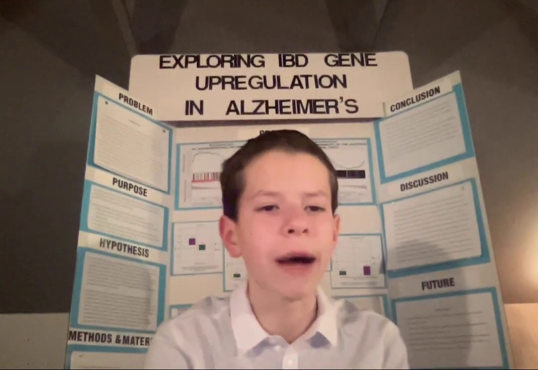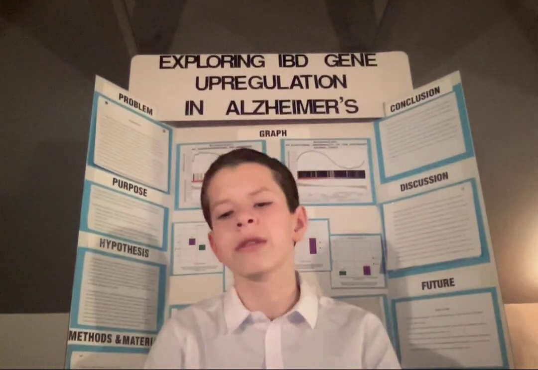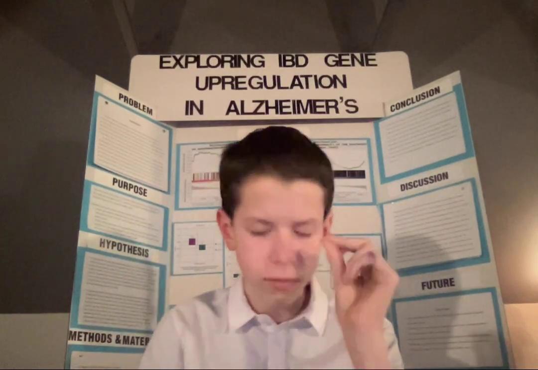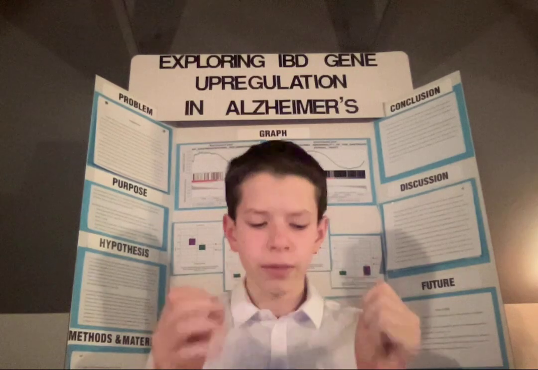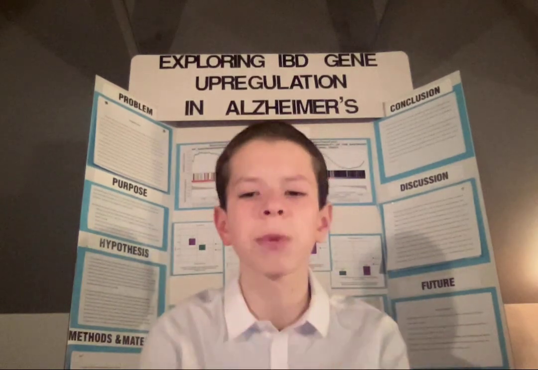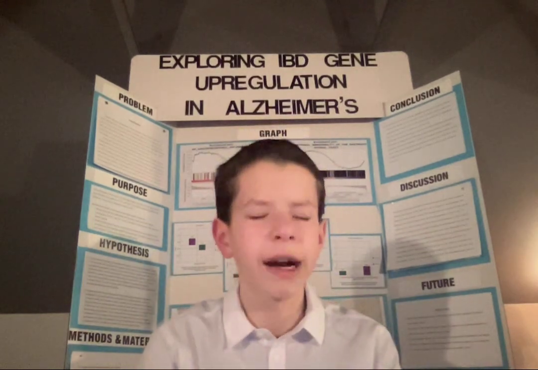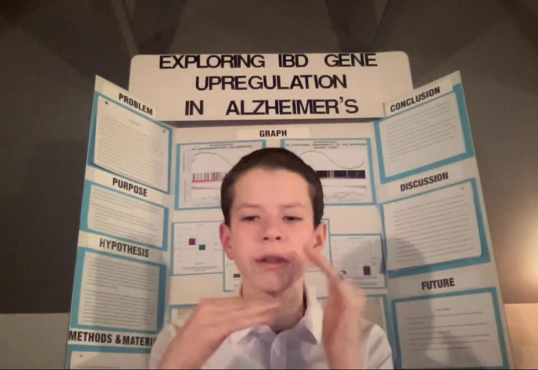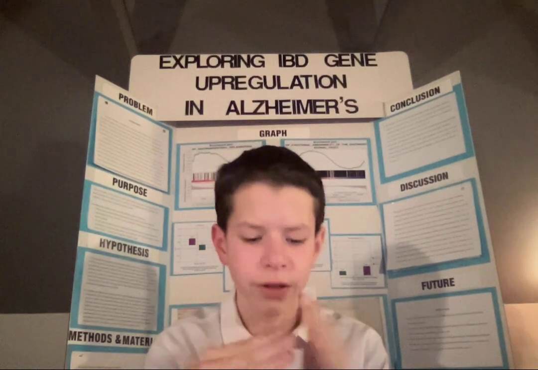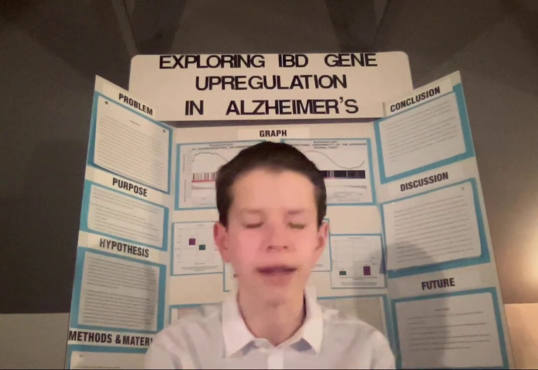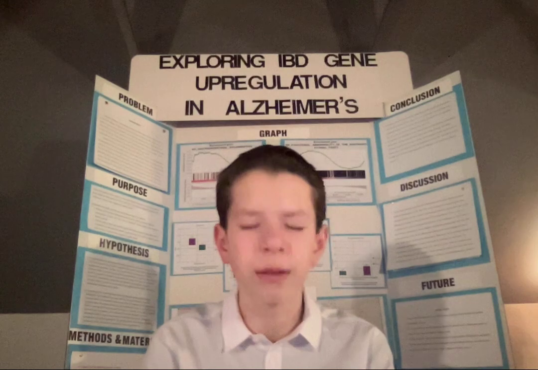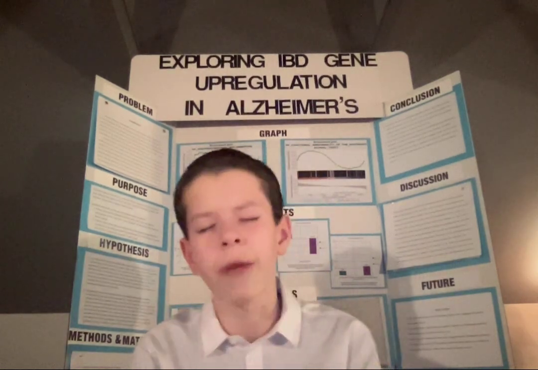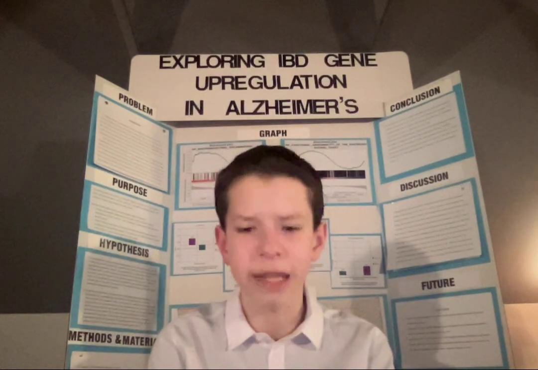IBD, or inflammatory bowel disease, consists of two main diseases, Crohn's disease and ulcerative colitis. In this project, IBD will be explored through the lens of what it does, gastrointestinal inflammation, and what it does to the part of the body it affects, functional abnormality of the gastrointestinal tract. P-value is the probability of an observed result in an experiment. In this study, it will determine whether the results are significant or not.